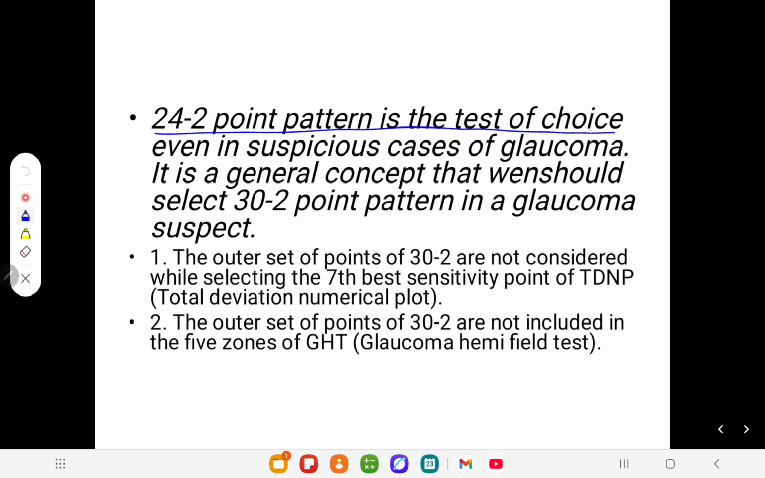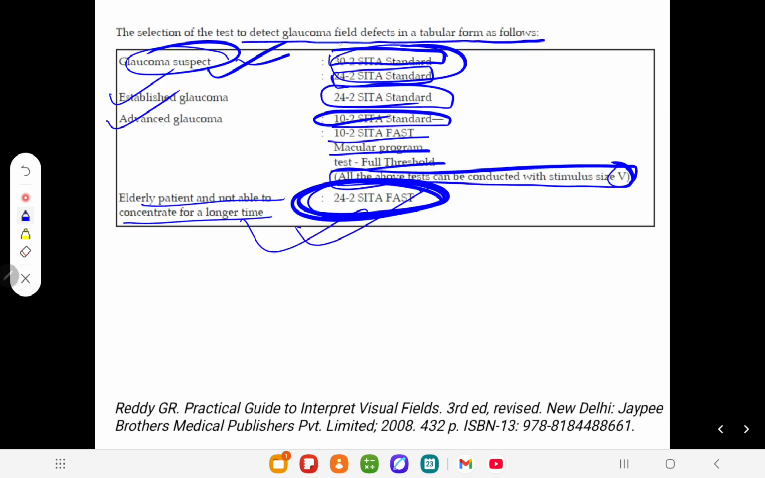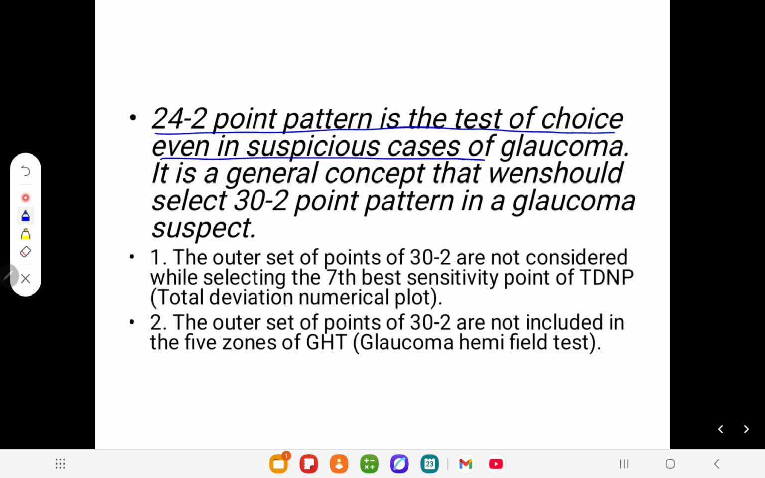24-2 point pattern is the test of choice, even with a suspected case. I have told you, if you suspect something, there are two probabilities: 30-2 SITA standard and 24-2 SITA standard. But we say in this slide that 24-2 point pattern is the test of choice, even in the suspect. If you have diagnosed someone, 24-2 is very comfortable. What if you only suspect, then you can do 24-2. Why? It is a general concept that we should select 30-2 pattern in the glaucoma suspect, but no, we can do 24-2. There are 5 points.